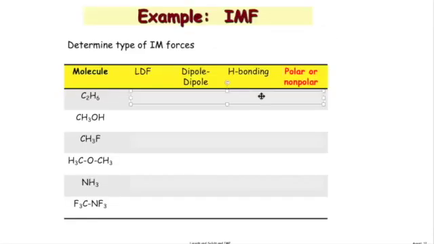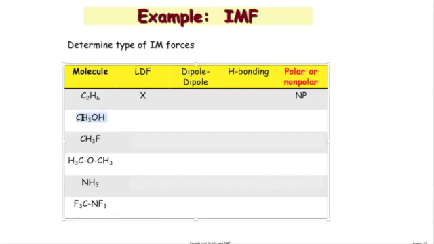So we can say that, at least for this, it's got London dispersion force and it's nonpolar. Let's take a look at this guy. By the mere fact that it's got a carbon in the center again, 3 hydrogens are attached to the carbon, and then an oxygen and an OH. That's methanol right here.